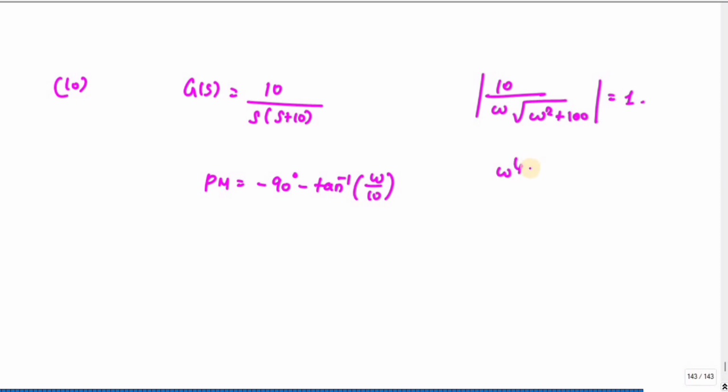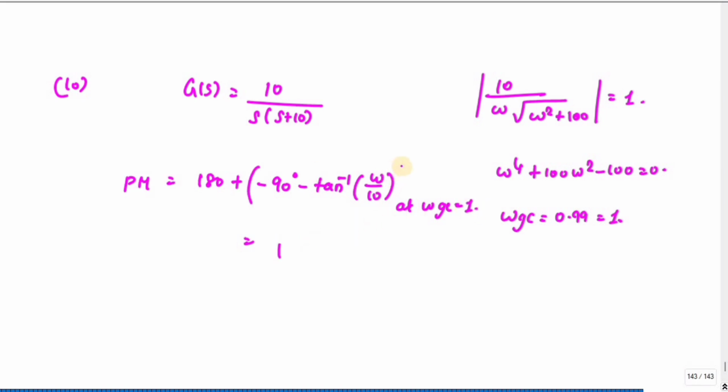So on solving, I will get omega power 4 plus 100 into omega square minus 100 equal to 0. So omega gc value is 1. So I have to substitute it here. So my phase margin is equal to 180 degree plus of minus 90 degree minus tan inverse of omega gc, where omega gc is 1, so tan inverse of 0.1. So on solving, I will get phase margin is equal to 84.32.